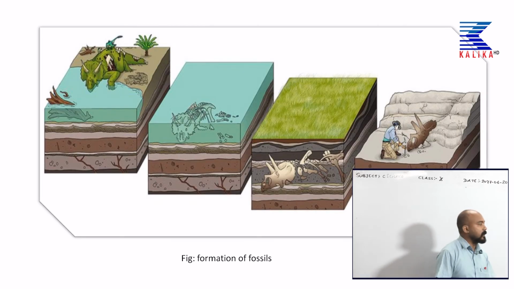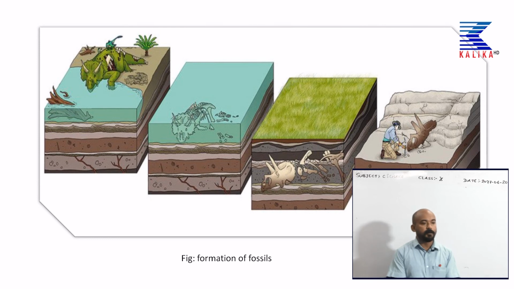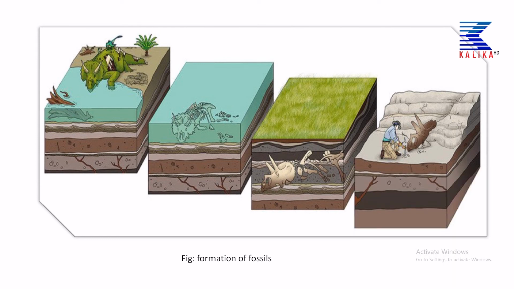In the next slide you can see the process of fossil formation. Fossil formation is not a single day process, as I already told you. It takes millions of years. In the first figure you can see huge animals like dinosaurs, and that animal died, and the fleshy part got decomposed. After the decomposition of the different parts of the body, only the skeleton remains.